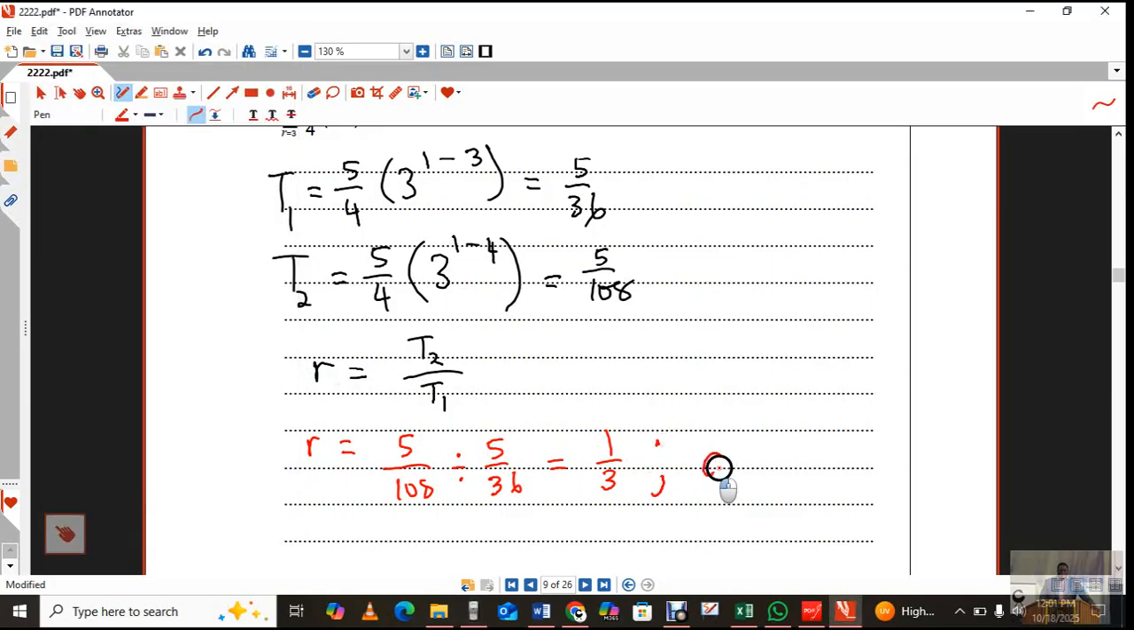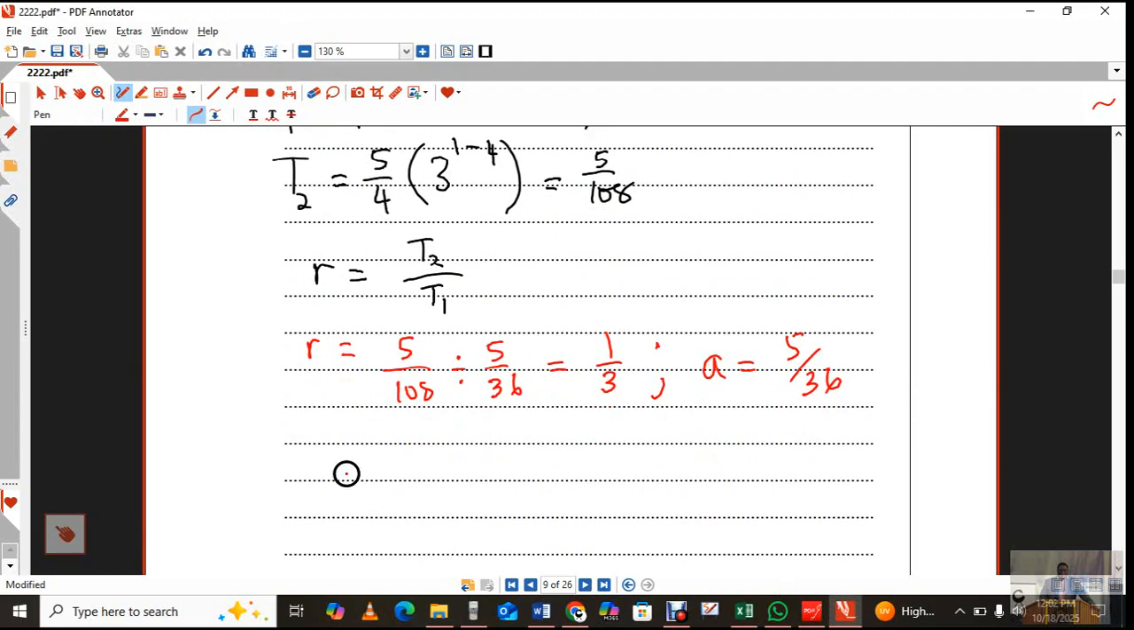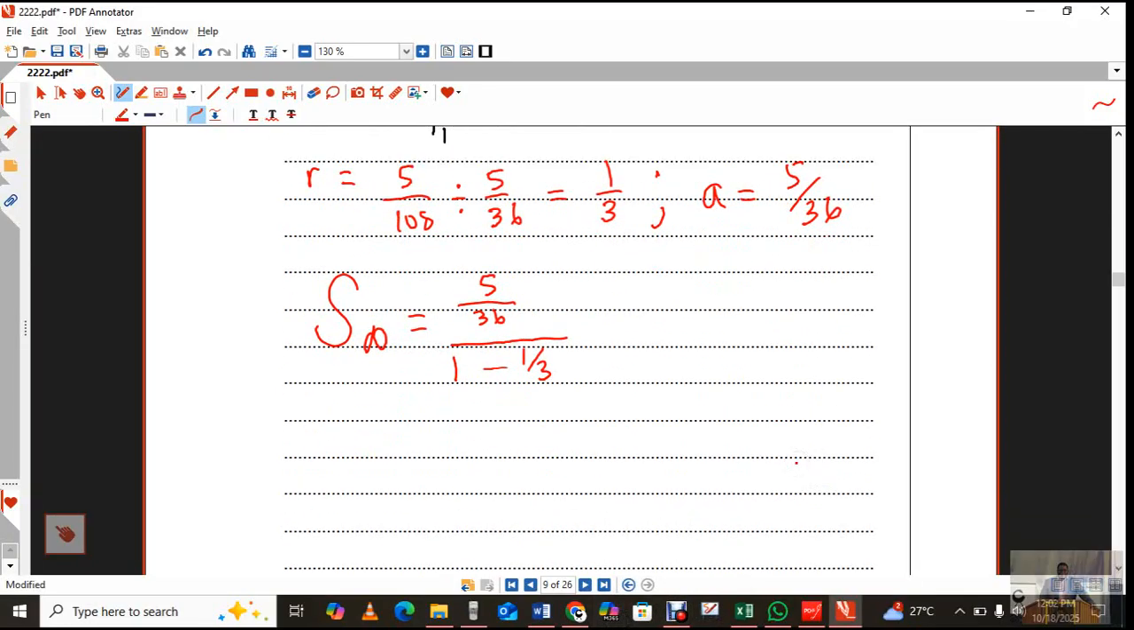We also know that my first term is 5 over 36. So this sum to infinity can now be completed. The sum to infinity is going to be A, which is 5 over 36, divided by 1 minus 1 over 3. So it's just a matter of punching it into the formula and seeing what the outcome would be. And you would see that you get 5 over 24 as the outcome.